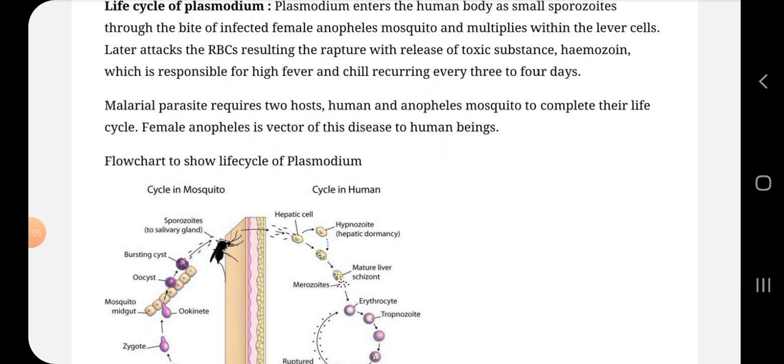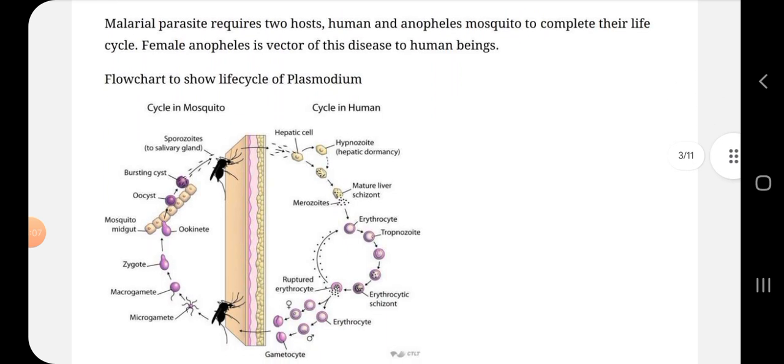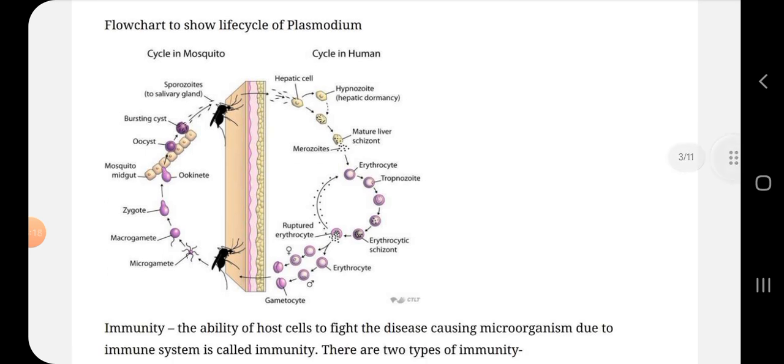Then, the malaria parasite requires two hosts, human and Anopheles mosquito, to complete its life cycle. Female Anopheles is the vector of this disease. This is the flowchart showing the life cycle of Plasmodium.